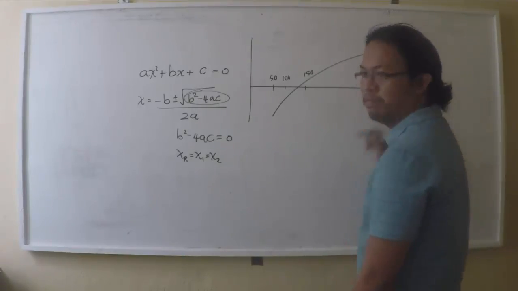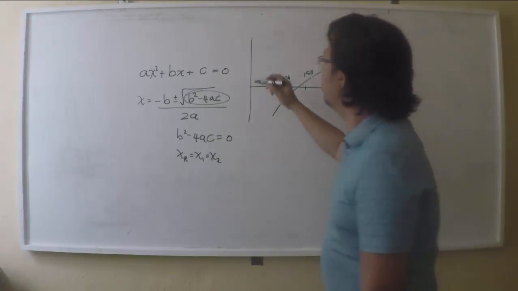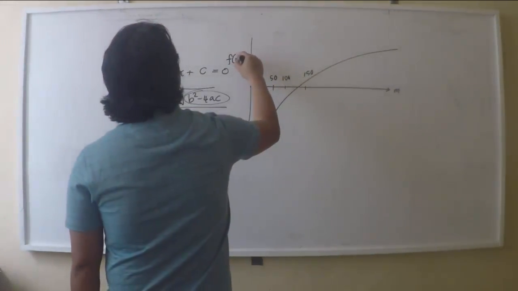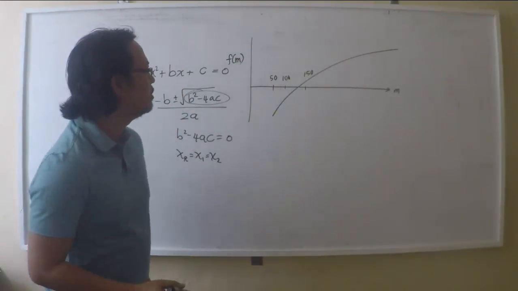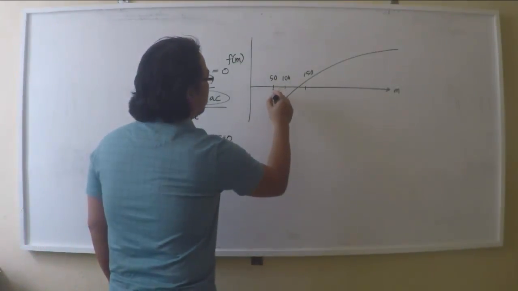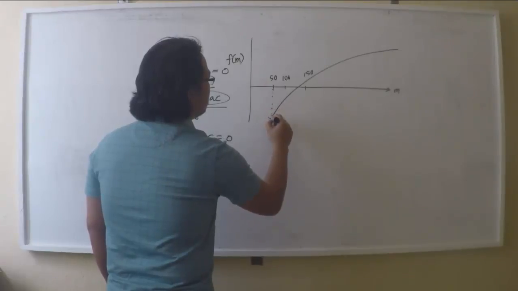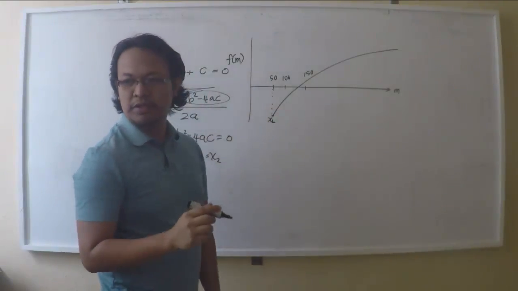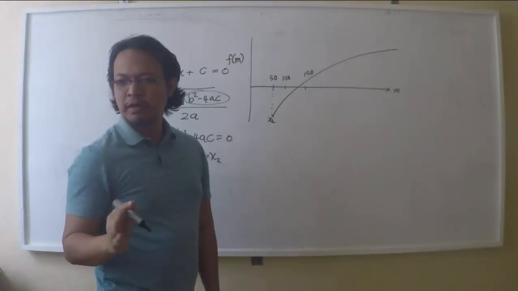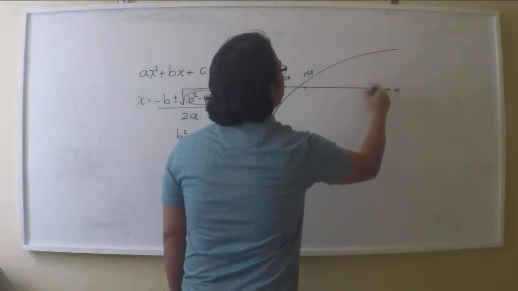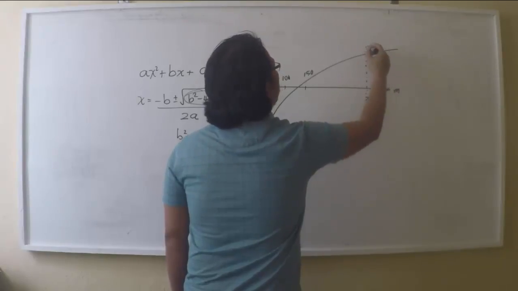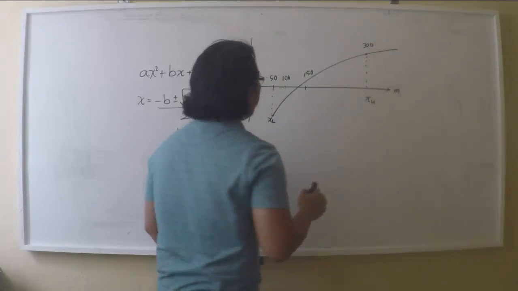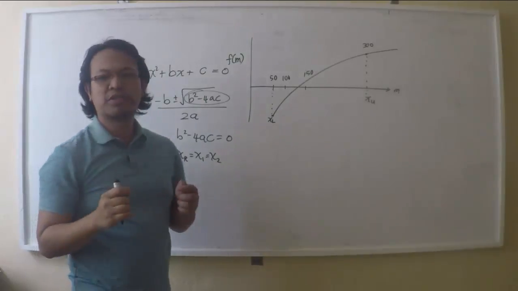This is m and f of m. Okay, this is f of m. And then, the first, it assumes that this is xl, and xu is somewhere around here. Let's just make it maybe 300, whatever. So how does bisection work?